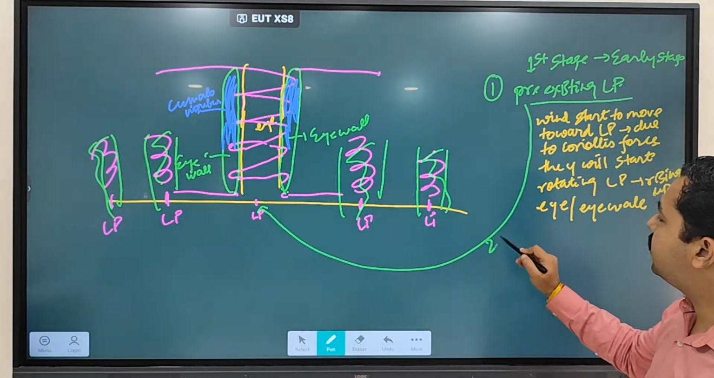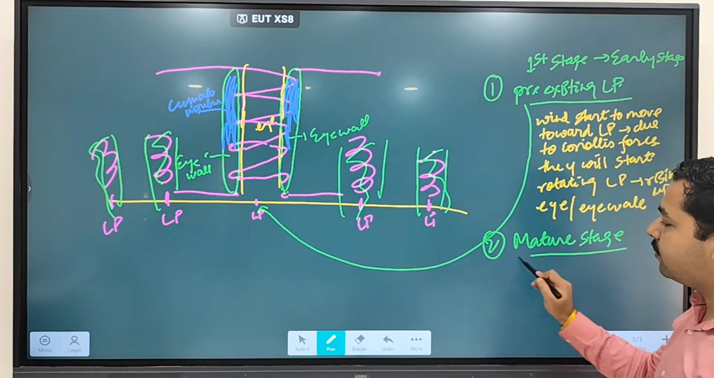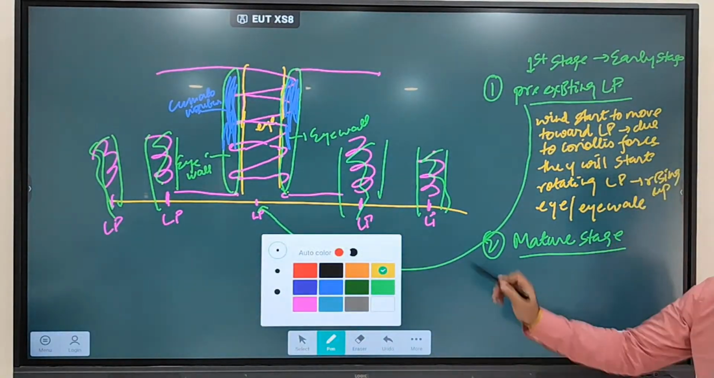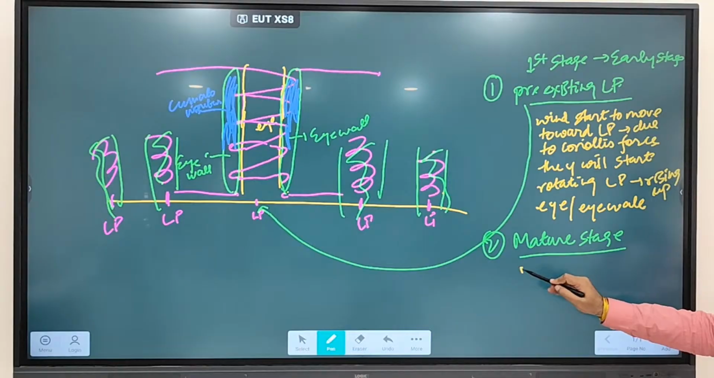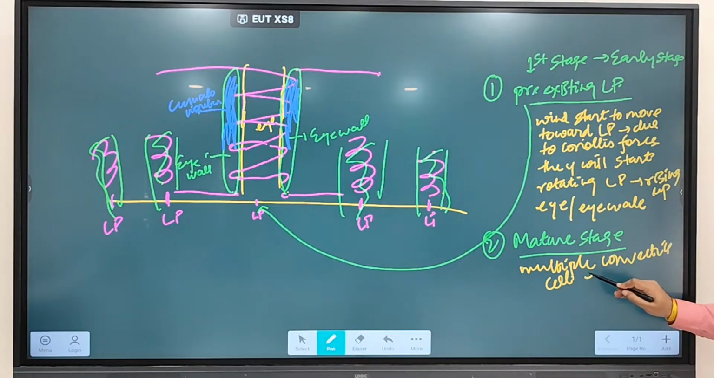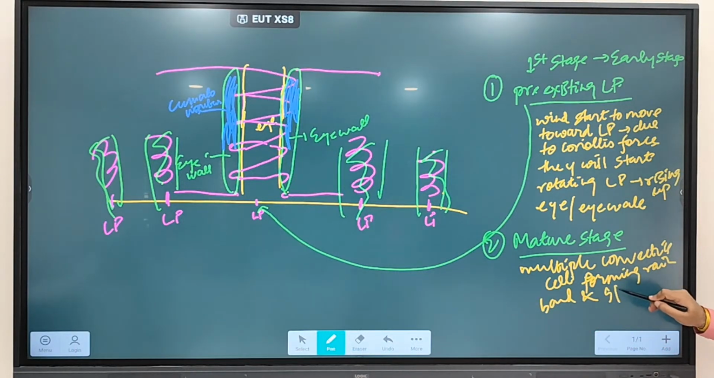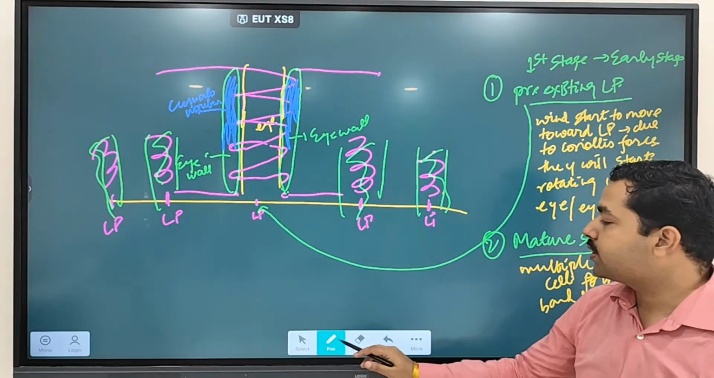The second stage is going to be the mature stage. What will happen in the mature stage? Multiple convective cells are going to be created, forming what? Forming the rain bands or spiral bands around this low pressure center. Clear? And the third stage is going to be again which type of stage?